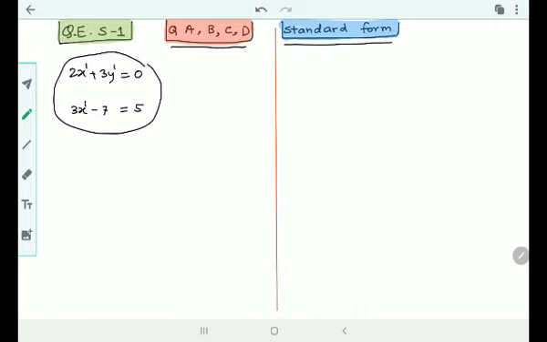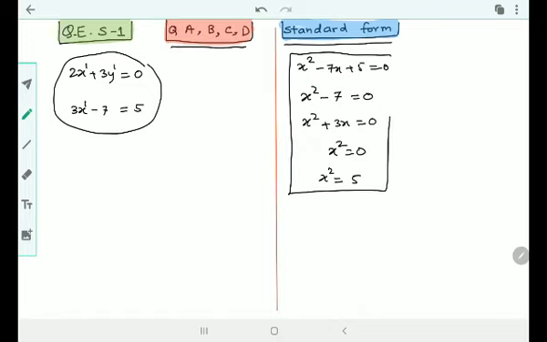Now, if I want quadratic equation, then I can go for this way. X square minus 7x plus 5 is equals to 0, quadratic equation. X square minus 7 is equals to 0, a quadratic equation. X square plus 3x is equals to 0, again a quadratic equation. X square is equals to 0, also a quadratic equation. X square is equals to 5, it's again a quadratic equation. So simple. So these all are considered to be quadratic equation.